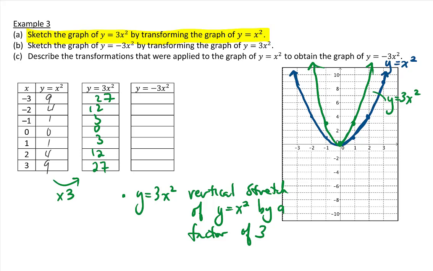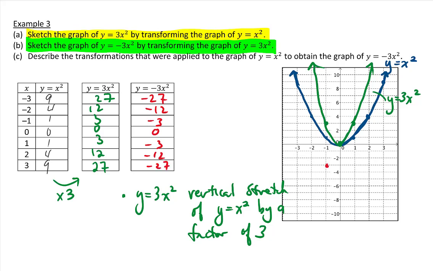We're sort of answering part C at the same time. It's a vertical stretch. And then we're going to do the second part. Sketch the graph of negative 3x squared by transforming the green graph. Well, if we look at the green graph, there are all our values, 27, 12, 3, 0, 3, 12, 27. All we're doing is multiplying by a negative factor. So this would be negative 27, negative 12, negative 3, 0, negative 3, negative 12, negative 27.